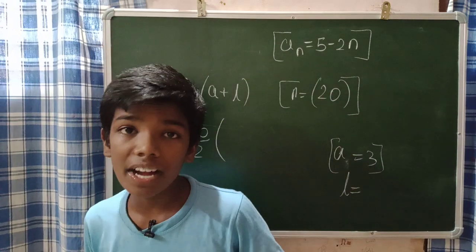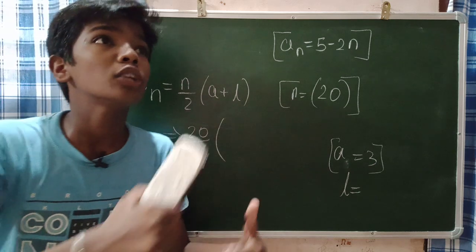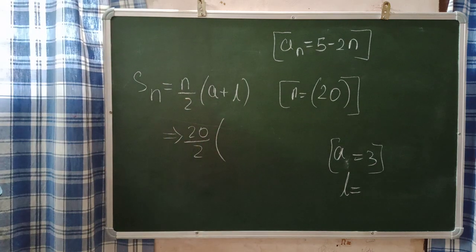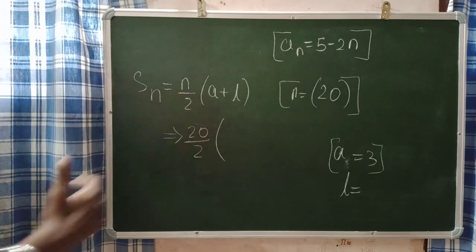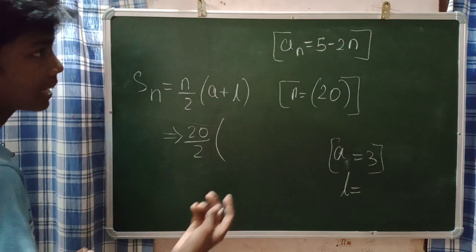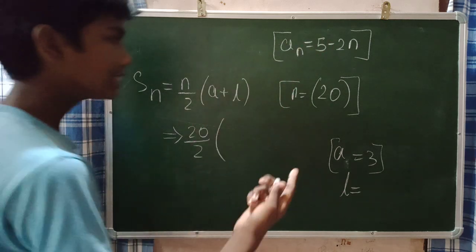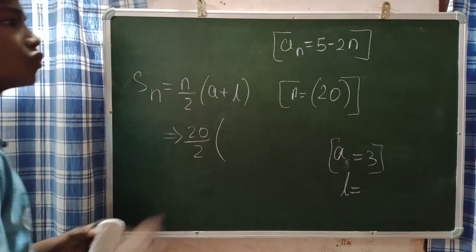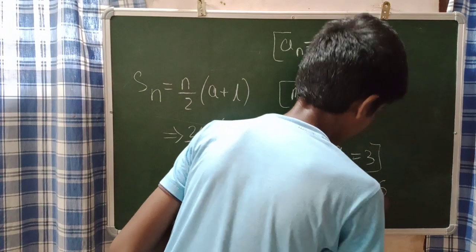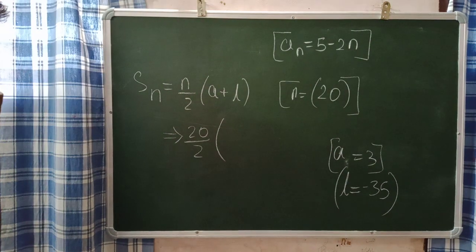You need to find out the value up to 20. The last term should be 20. So when you put your n as 20, you will get the same expression as 5 minus 40. So 5 minus 40 is nothing but minus 35. Correct now? That's what you will get, right? So 5 minus 40 is equal to minus 35.